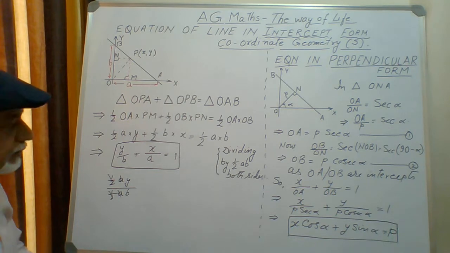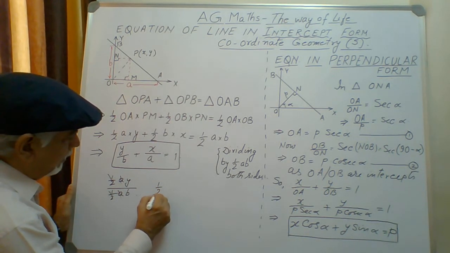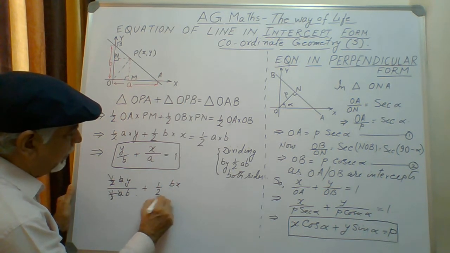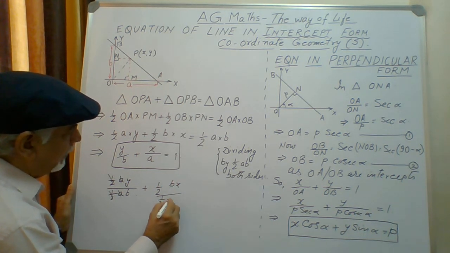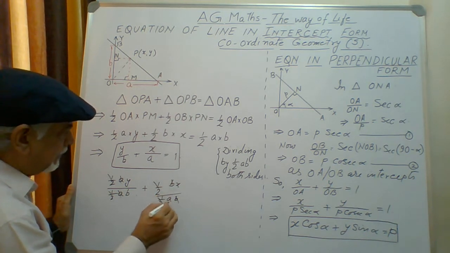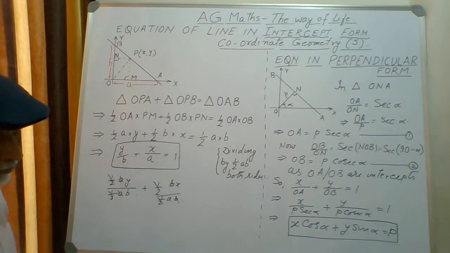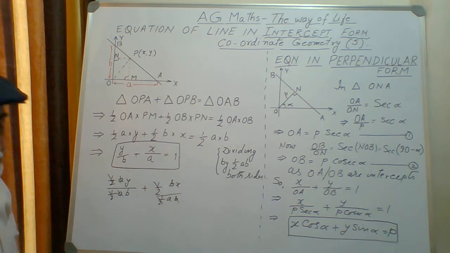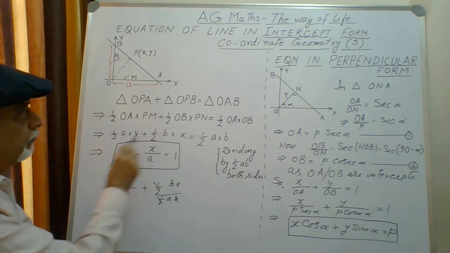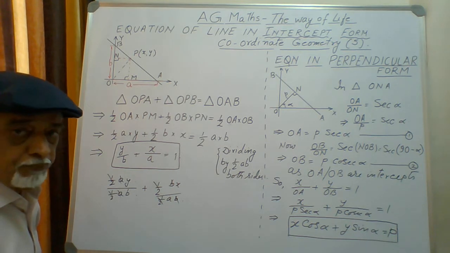Similarly, in the other term, which was half of bx, I have divided it by half of ab. Now half cancels, b cancels, so it is x by a. So I am writing x by a plus y by b is equal to 1. And this side is already fully cancelled. So this is the final form of the equation of a line in the intercept form.